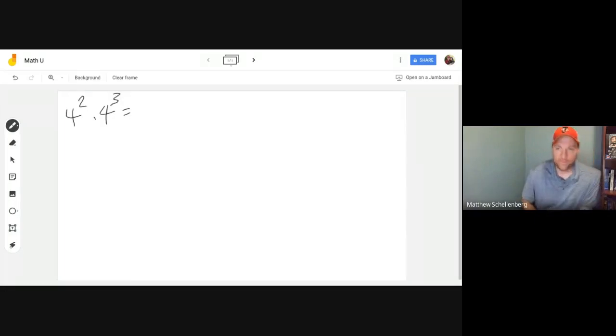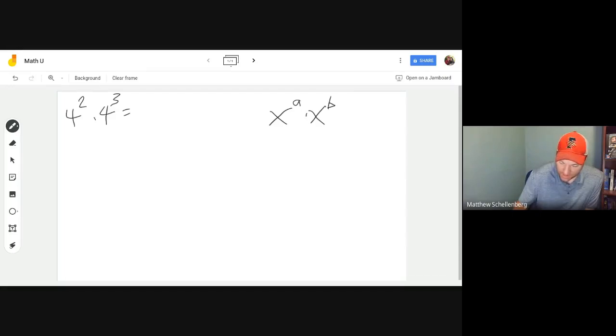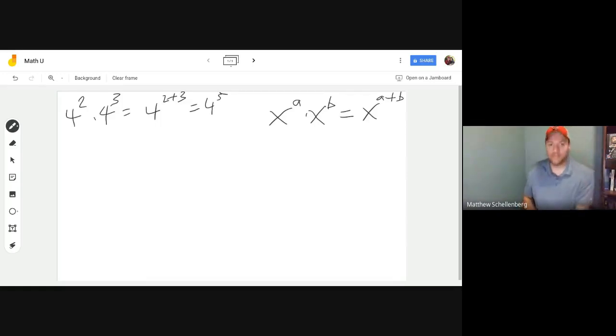What is that? Well, we have a rule that says that x to the a times x to the b, where a and b are some exponents, equals x to the a plus b. In other words, you are supposed to add those up. So that means this would be 4 to the 2 plus 3, otherwise known as 4 to the 5th power. But why? Why do they add up?